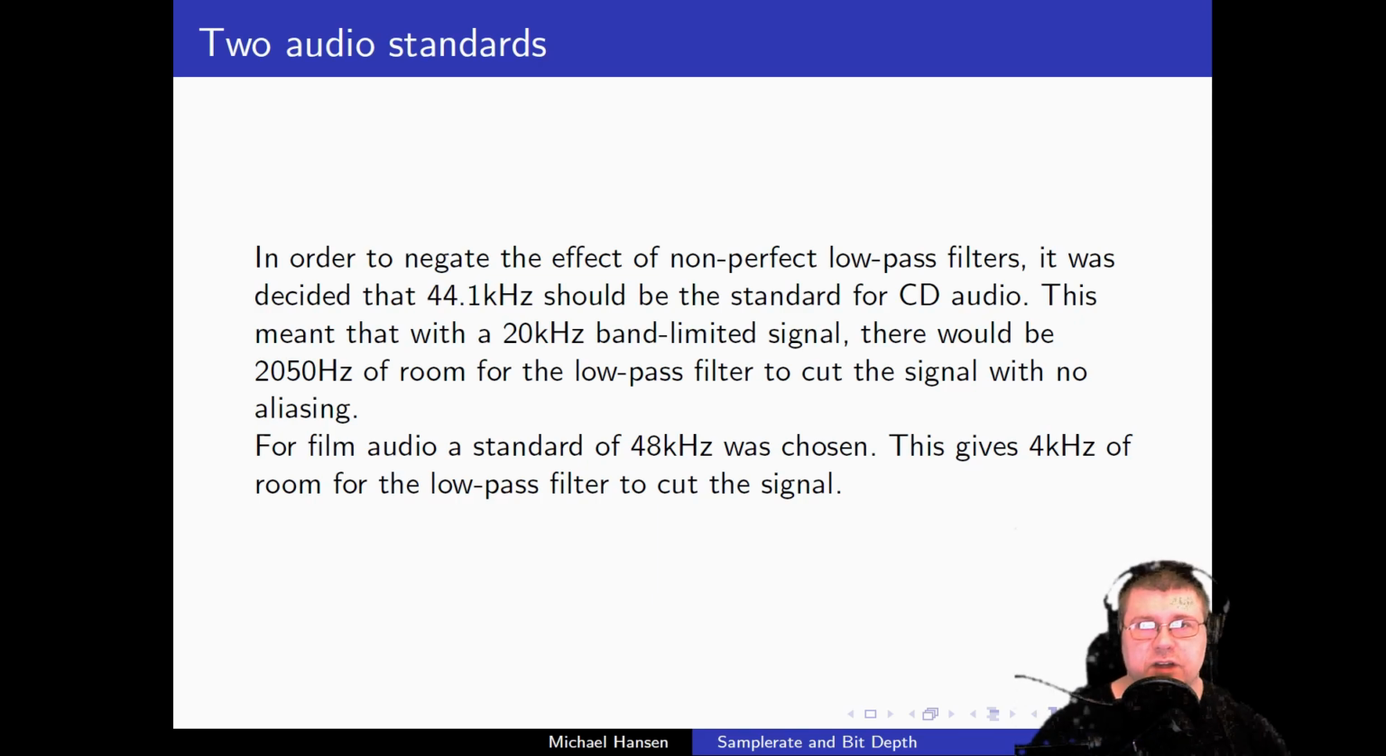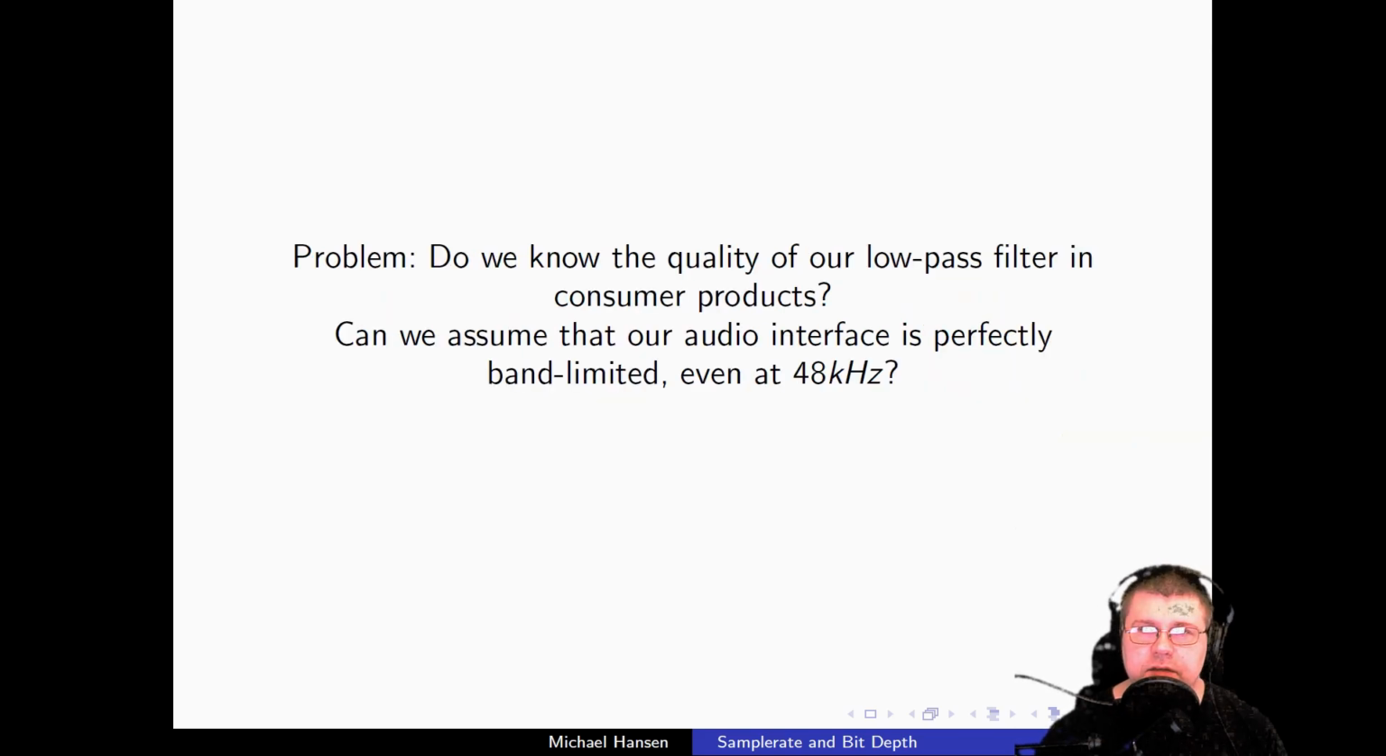Alright, so I hope that this now gives you a reasonable understanding of what sample rate is and why we have chosen these numbers that you often hear, 44.1 kilohertz and 48 kilohertz. Let's move on. We do have a problem now. Do we know the quality of our low-pass filter in the consumer products that we have? And more importantly, can we assume that our audio interface is perfectly band limited, even at 48 kilohertz? That's an interesting question. Let's move on and we'll discuss that later on.